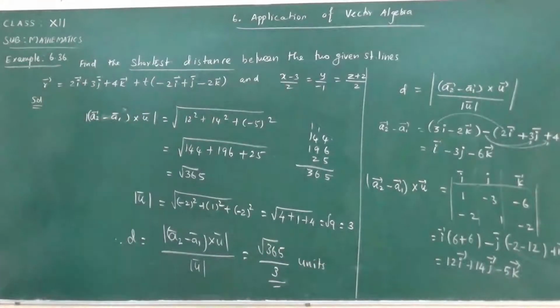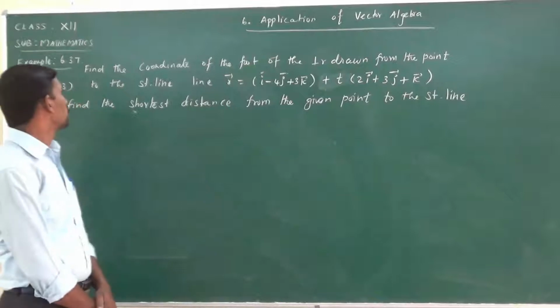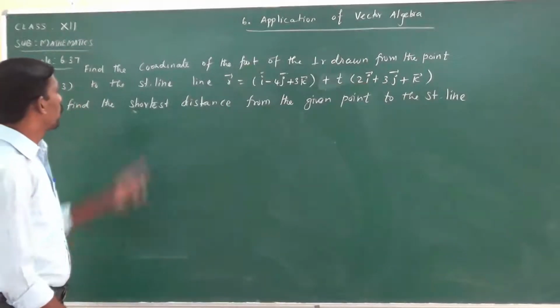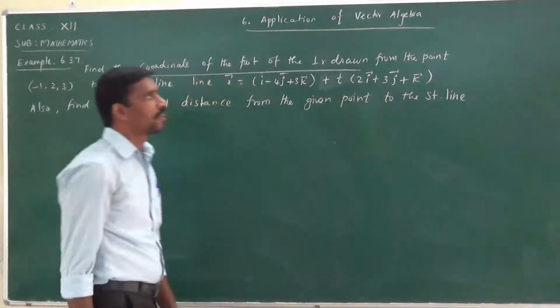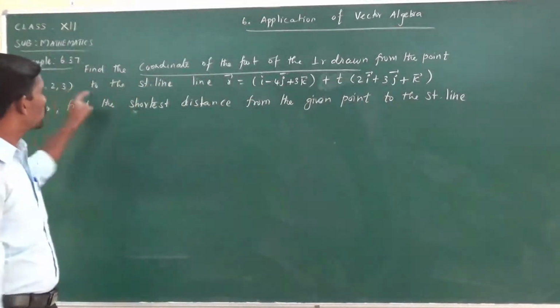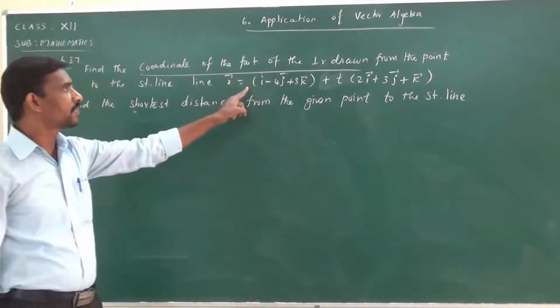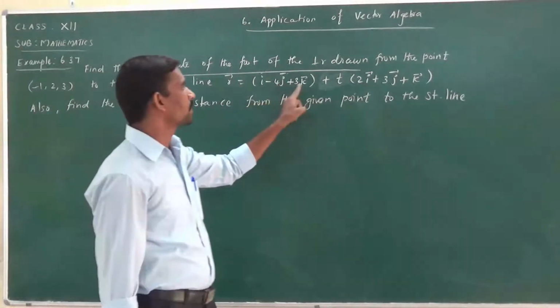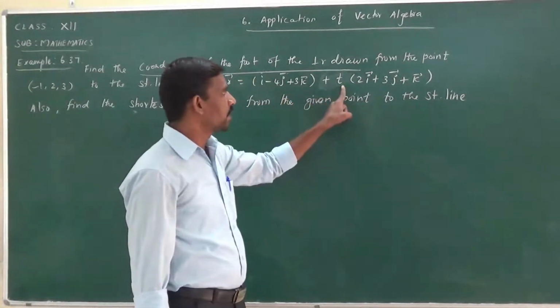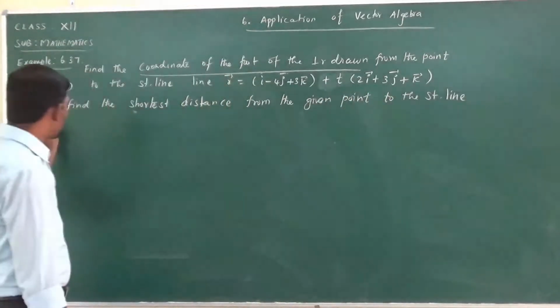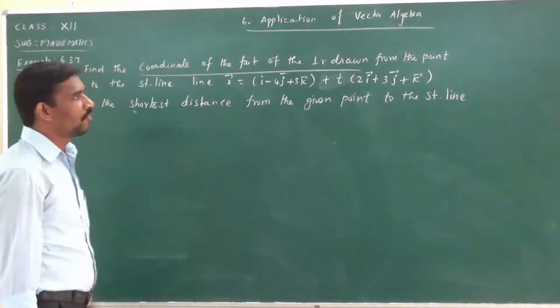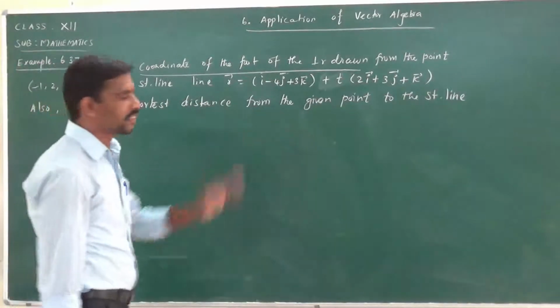Okay? Hi students, this is example 37. Find the coordinate of the foot of the perpendicular drawn from the point to the straight line R vector is equal to I vector minus 4j vector plus 3k vector plus t into 2i vector plus 3j vector plus k vector. Also, find the shortest distance from the given point to the straight line.